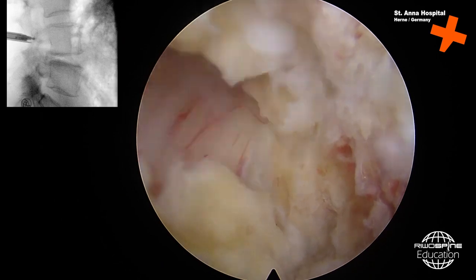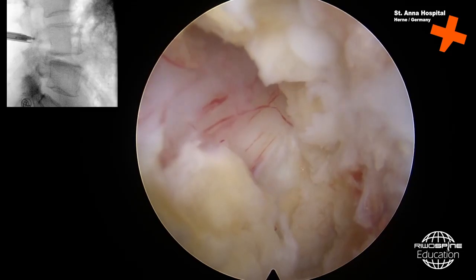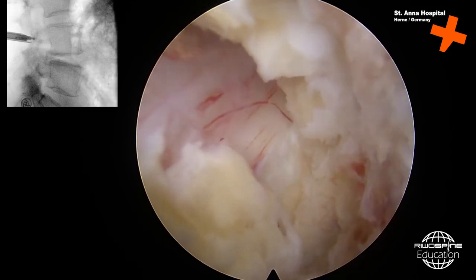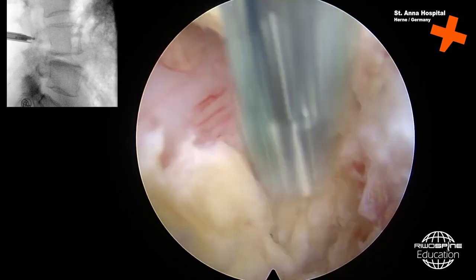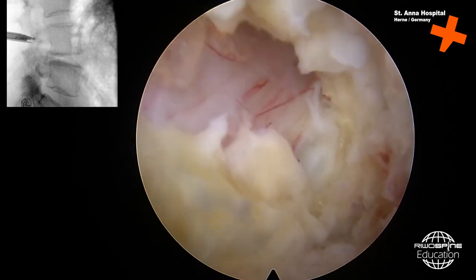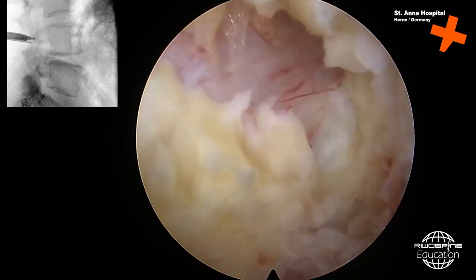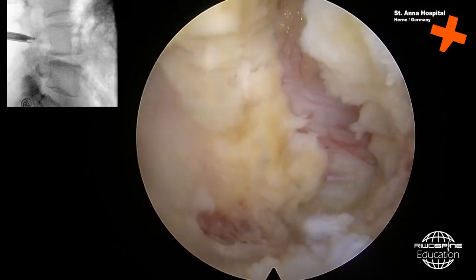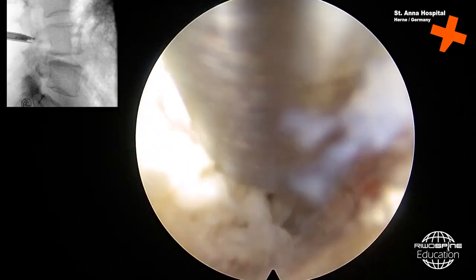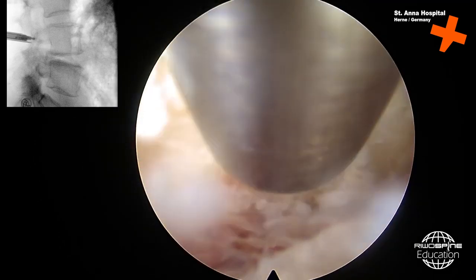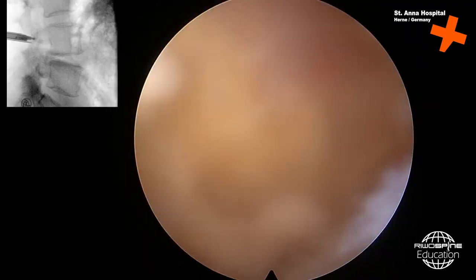So here we see already fat tissue. That's always the sign that we reach the lateral margin of the neural structure. And here we see already herniated material, but we will resect a little bit more, of course, to the caudal aspect and to the lateral aspect, that we have a clear situation. Dann bitte die Stanze. Mal sauber machen, bitte.